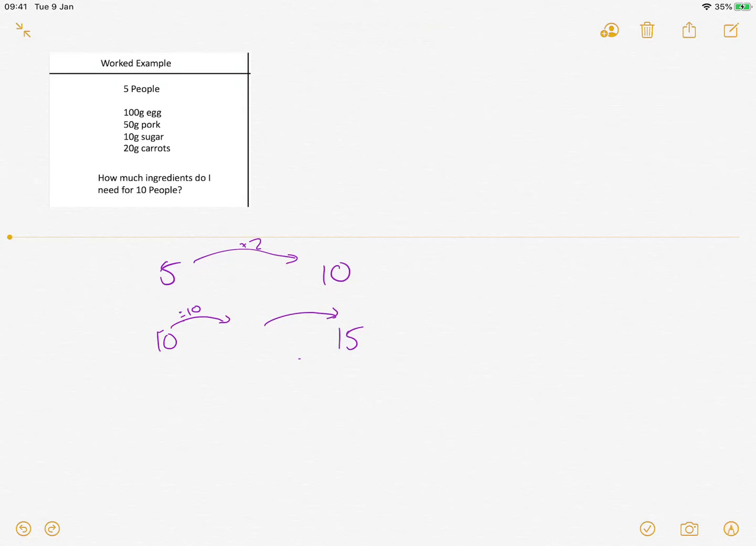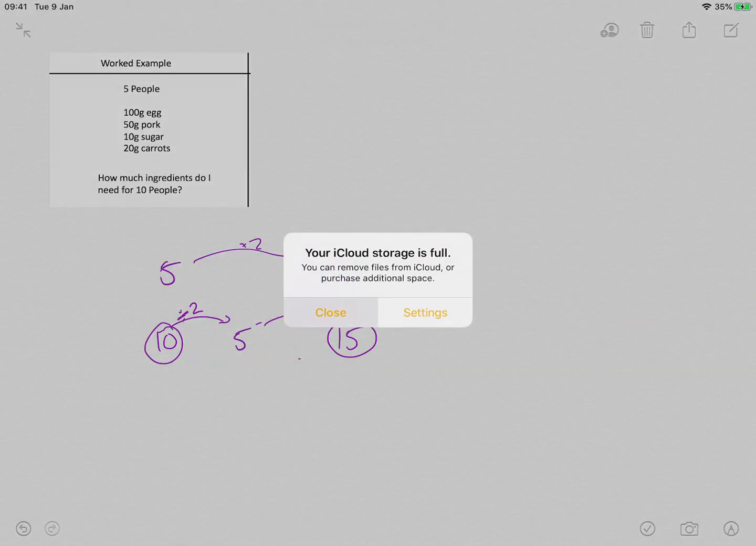You could say divide by 2, that would get me 5, and then how would I get from 5 to 15? Well, I've times by 3. So it doesn't exactly matter how you do it, as long as you get from this number to this final number by dividing or multiplying, then you're good.